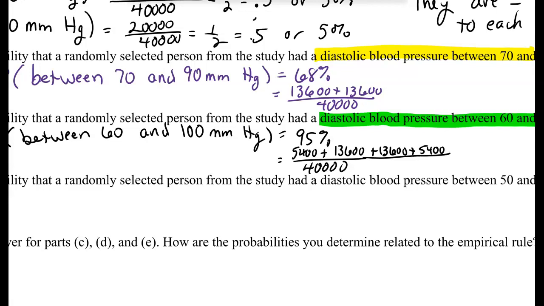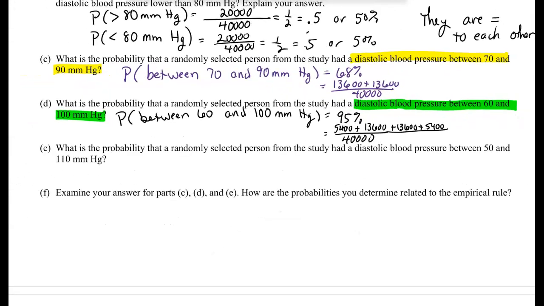But the cool thing is, if you know the empirical rule, do you already know the probability? This is what I'm trying to get to. We know the empirical rules. Do we know probabilities? Yep, because probability can be written as percentages. It's as simple as that. All right, what's the next one?